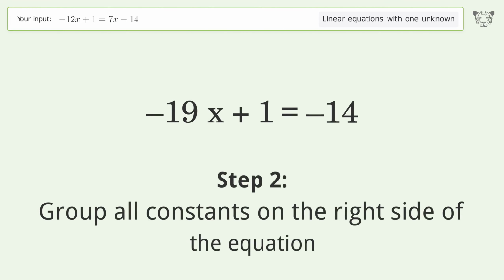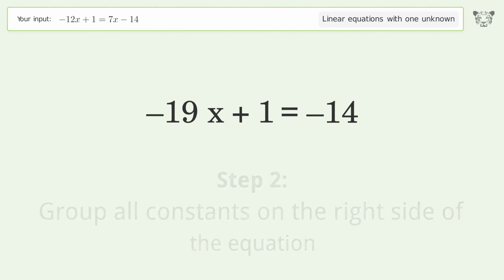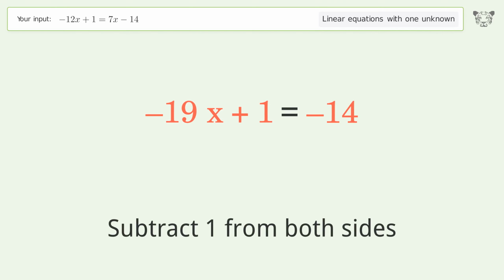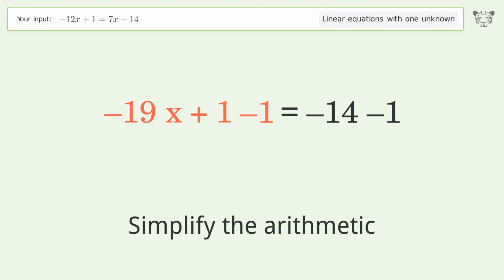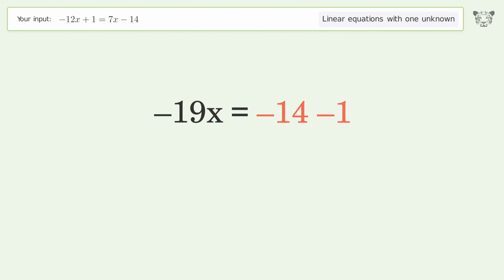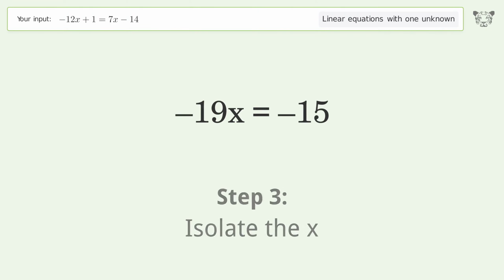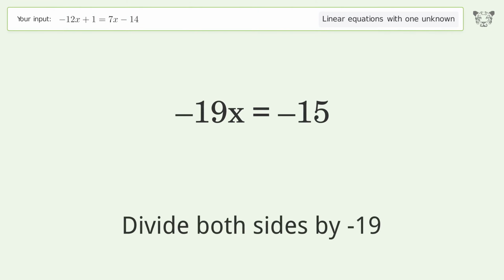Group all constants on the right side of the equation. Subtract 1 from both sides. Simplify the arithmetic. Isolate the x. Divide both sides by -19.